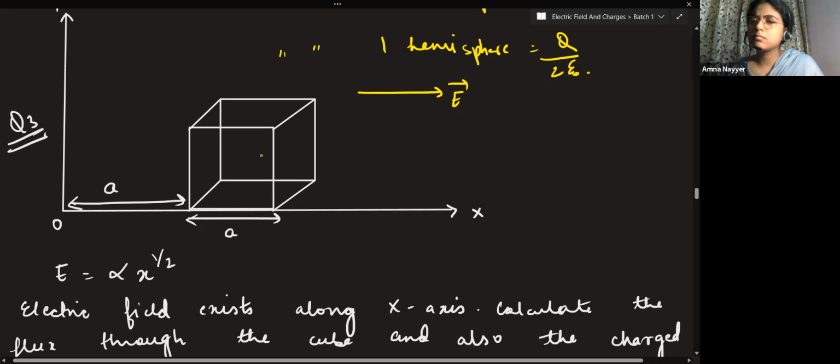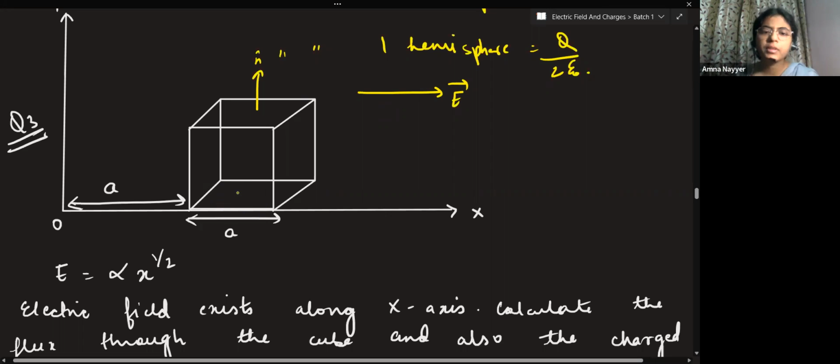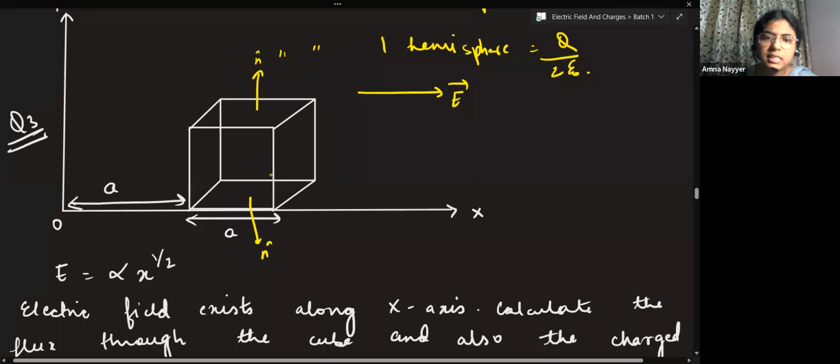What about the back face? Similarly, electric field is in this manner, the back face is this, again 90 degrees, so 0. What about the top face? If you take the area vector n cap for the top face, electric field is directed along the x-axis. Again the area vector and electric field make an angle of 90 degrees, so from the top surface you don't have any electric flux. What about the bottom surface? The area vector n cap will be directed downwards, electric field is along the x-axis, so again 90 degrees. It means there is no flux for these surfaces.